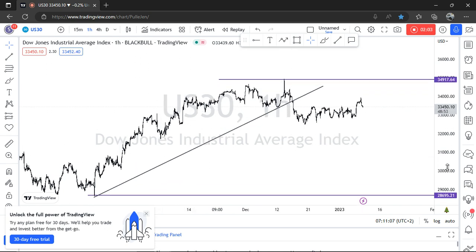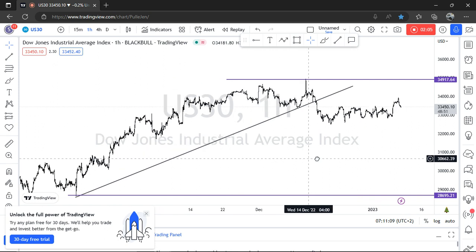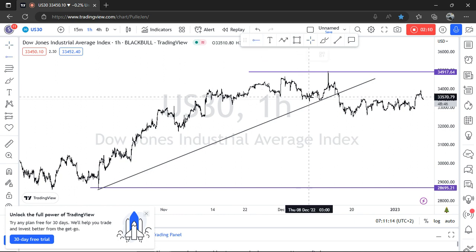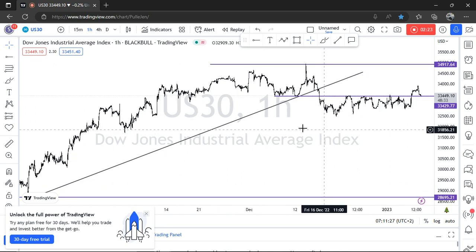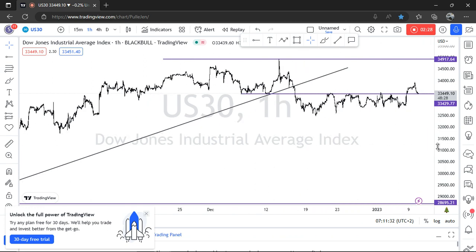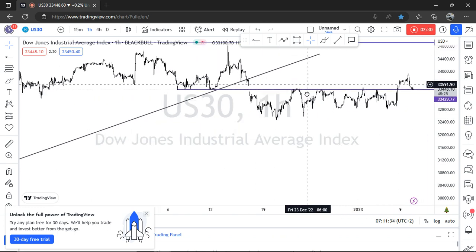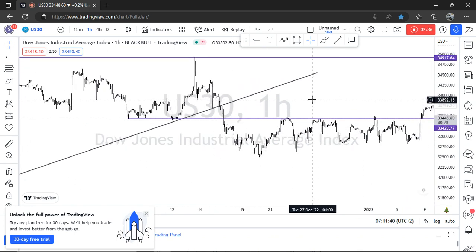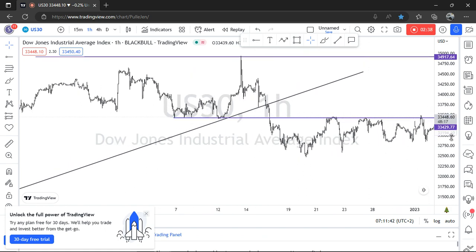So let's just put this one here for now. This is what I'm looking at on the US30, which is the Dow Jones. Let's look into our support and resistance area. This is going to be acting as our resistance, and this is where we have some support. And look what's happening. Let me zoom in and look at what's going on here.